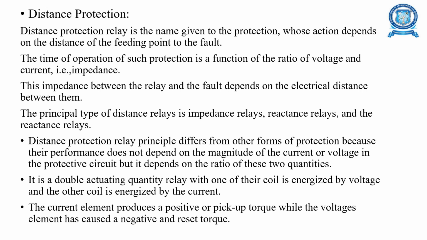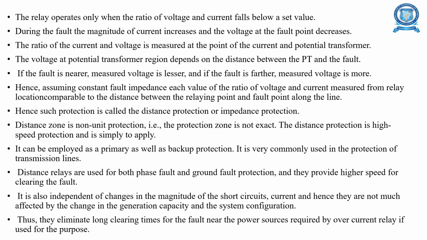the mho relay. Distance protection differs in principle from other forms of protection because its performance does not depend on the magnitude of the current or voltage in the protection circuit. The current element produces a positive or pickup torque, while the voltage element produces a negative or reset torque. That is, the relay operates only when the ratio of voltage to current falls below the set value. Here, the voltage at the potential transformer depends on the distance between the power transformer and the fault.